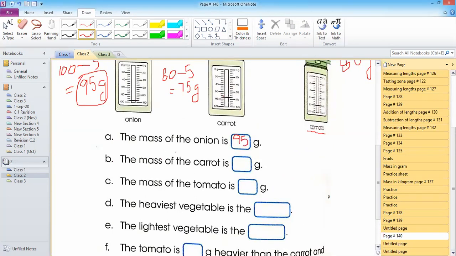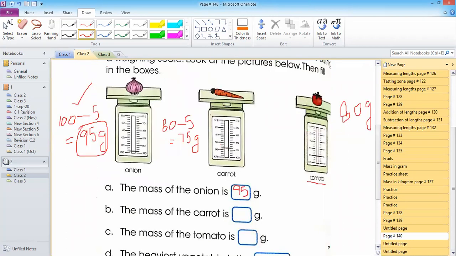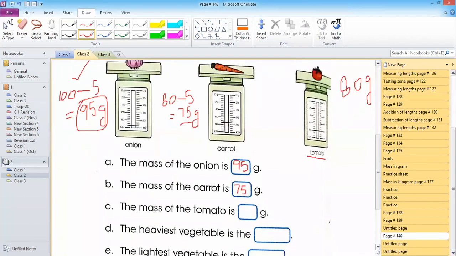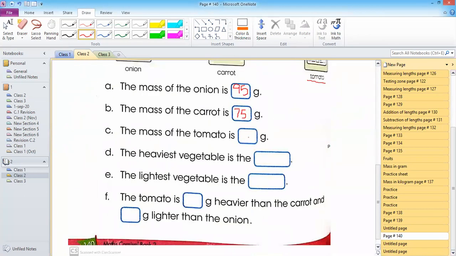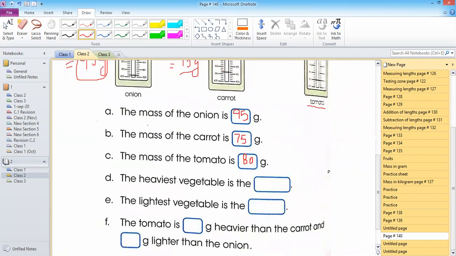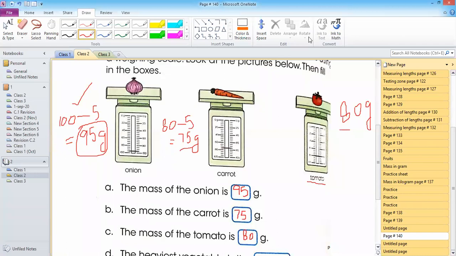You know, the mass of the carrot, this is carrot. Carrot mass is 75 gram. So you will write here 75. And the mass of tomato is 80 gram. Guys, they are asking which is the heaviest vegetable. Yes, which is the heaviest vegetable? Can you tell me?